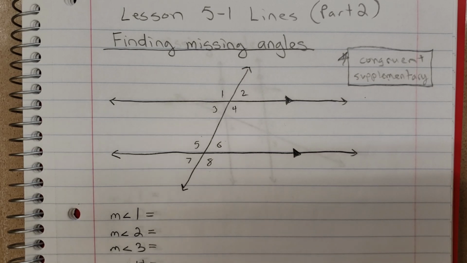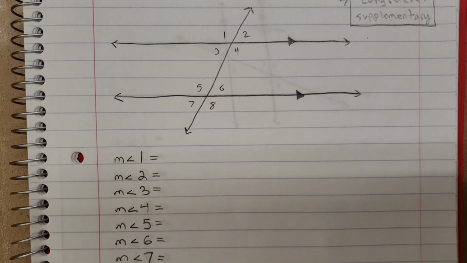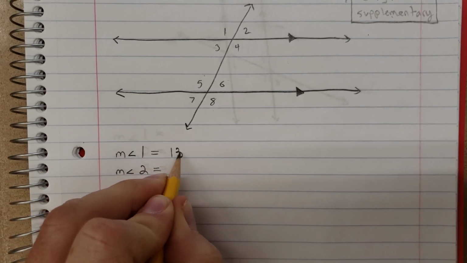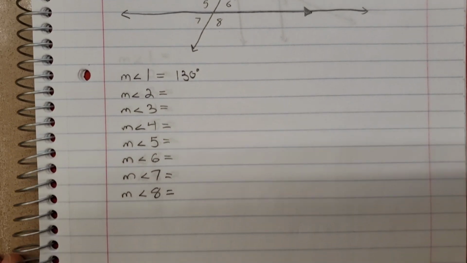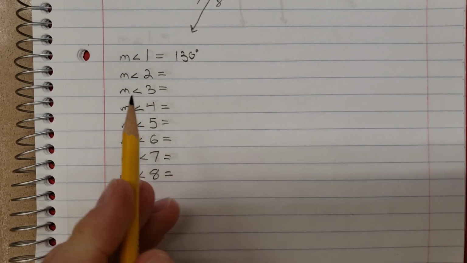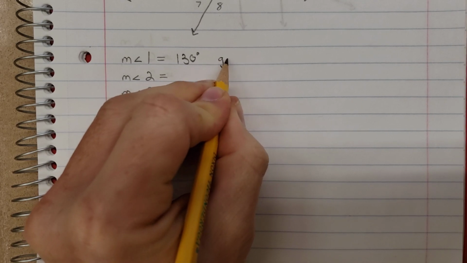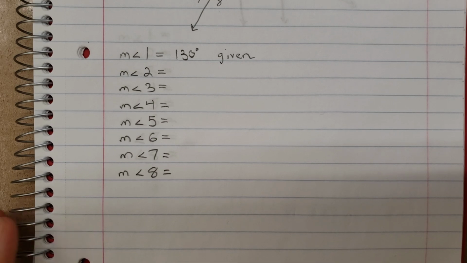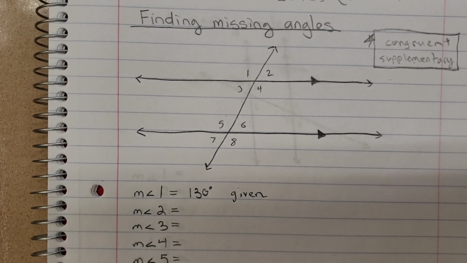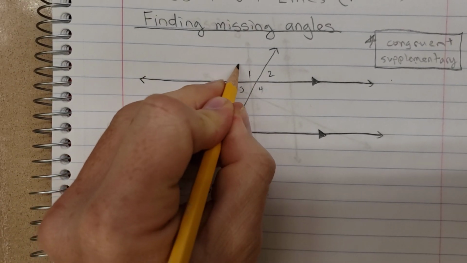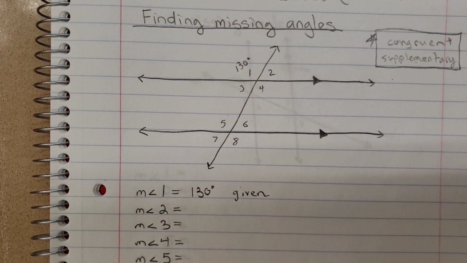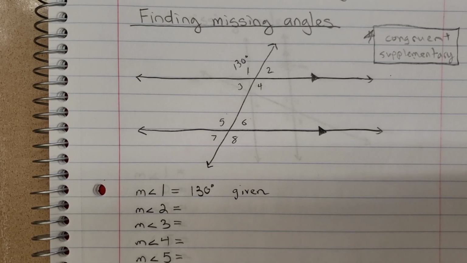So let's start this off. I'm going to tell you what angle 1 is. Let's say angle 1 is 130 degrees. Now we're going to use that information to find all of this. We're going to write next to that, that's given. That's what I told you. Now you're going to have to use that given to get all of the other angle measurements. So I'm going to write in 130 degrees. The measurement of angle 1 is 130 degrees. Now let's use some reasoning here.